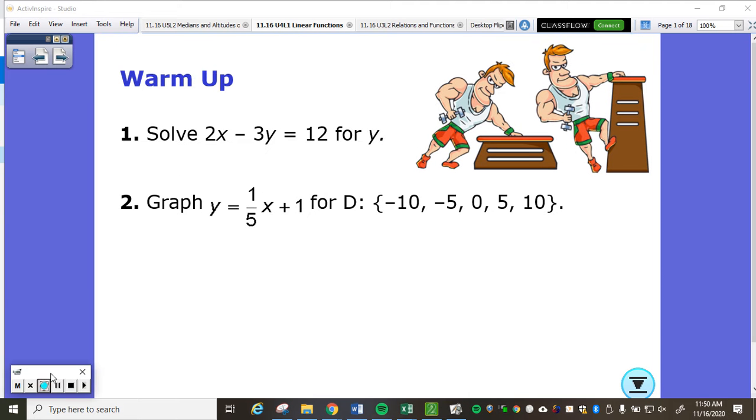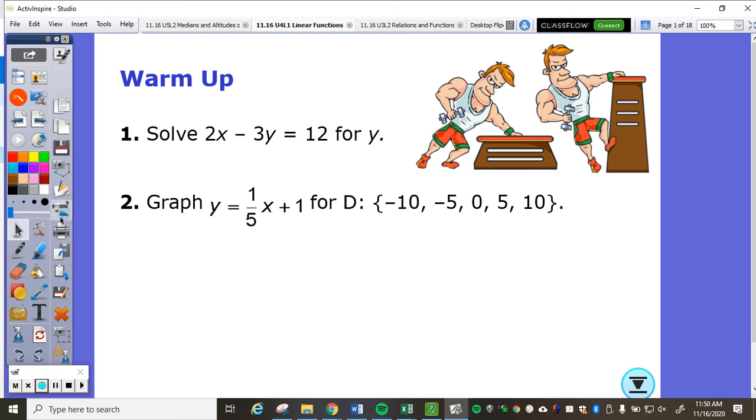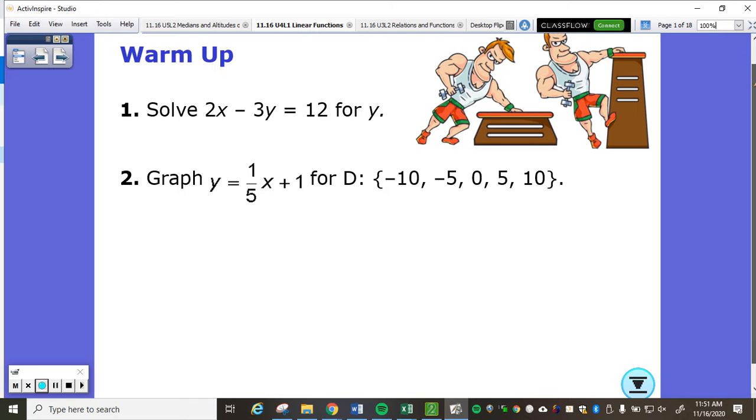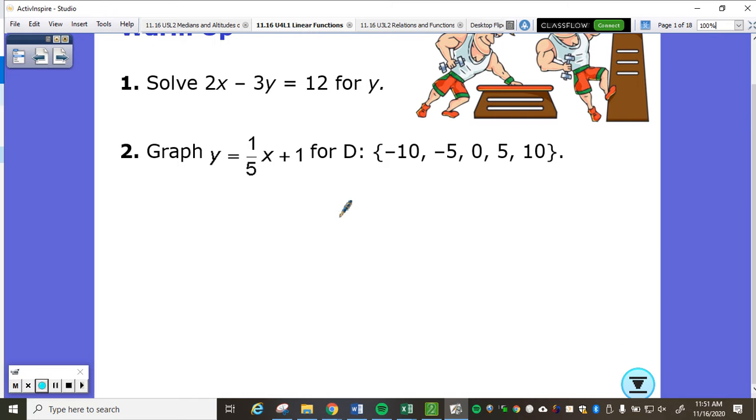Alright, let's do this first. So you're gonna have to get fairly good at putting things in slope intercept. And remember, possibly, you remember that slope intercept form is y equals mx plus b.